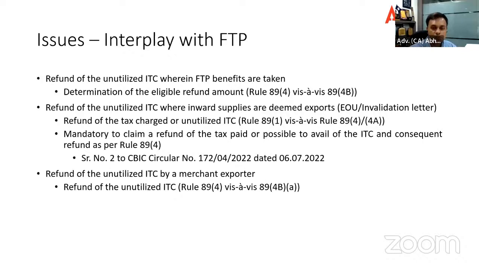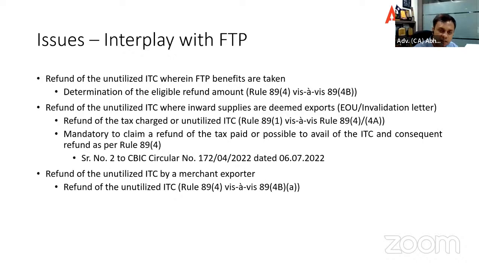The third issue relates to merchant exporters. Again, a merchant exporter can sit with unutilized credit. A merchant exporter can get the inward supply either at the full rate or at a concessional rate of 0.1%. In either situation, the merchant exporter sits with credit, which is unutilized. Certainly, the law permits the merchant exporter to claim the refund, because Section 54(3) clearly says a merchant exporter can make exports under LUT and they can claim the refund.